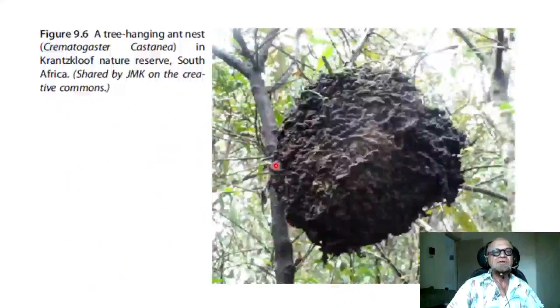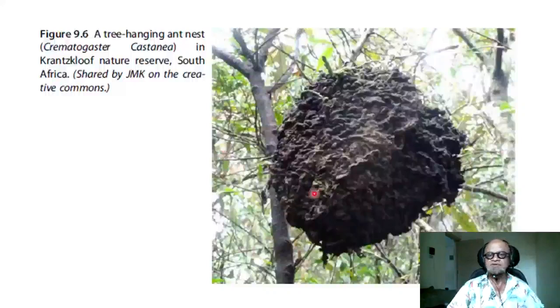Here is a nest of ants hanging in a tree in Kranzkloof Nature Reserve of South Africa. There are ants, termites for example, that build colonies underground, and there are nice YouTube videos that show how they could pour literally some 3 trucks of cement to fill the ant colony. That's how complicated the structure was.